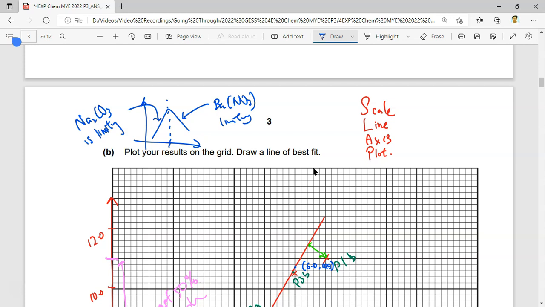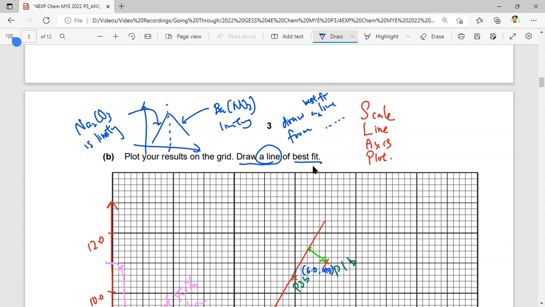No problem. It's possible to have such a graph. But you look at this. Draw a line of best fit. So typically it's just one straight line. You won't have a V-shaped graph. In order to do the V-shaped graph, what you will have in the instructions is that they will actually tell you to draw a best fit line from where to where. Then after that, they'll tell you to draw another best fit line from where to where. Okay?